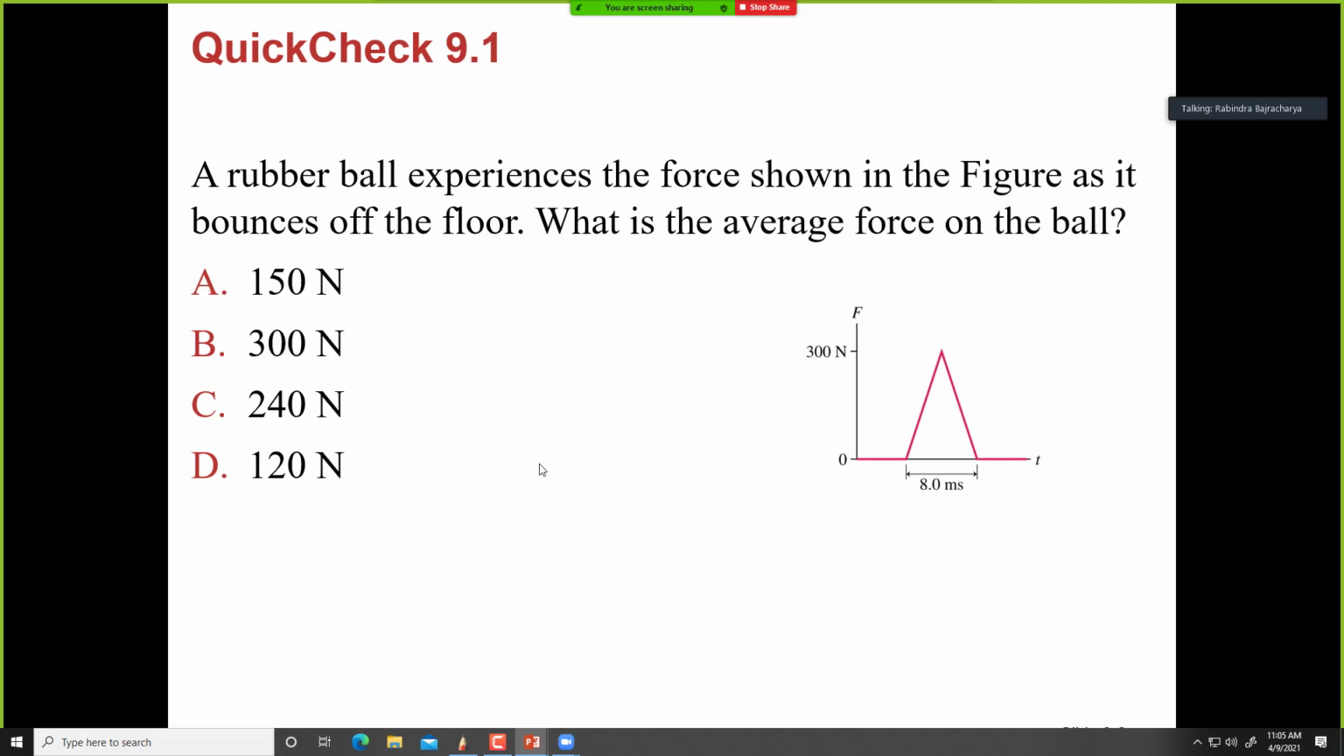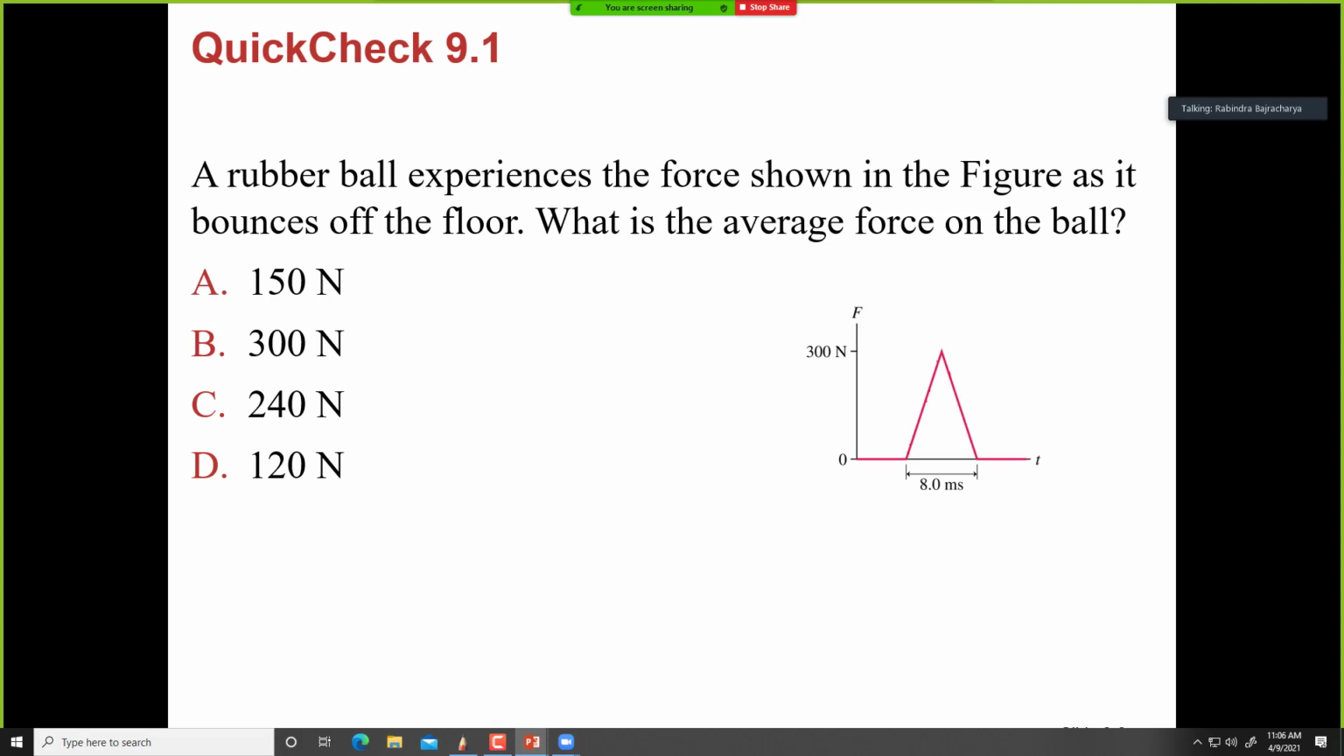Next. Okay. So same question. Now we want to find the average force. So we know the maximum force is 300, but we want to know the average. Okay, average is like you're adding all these forces. There are a number of forces here. It's changing, and then divide by the number of forces you are considering. So how do you get the average force?